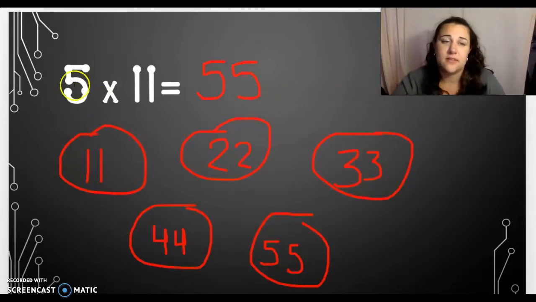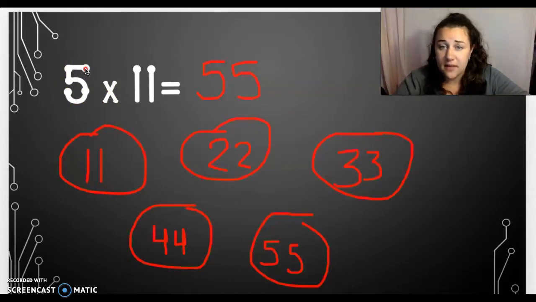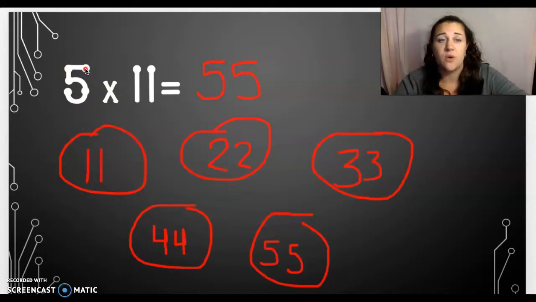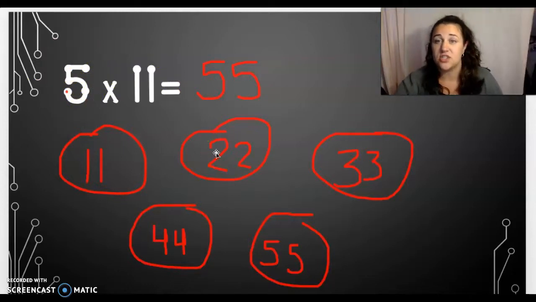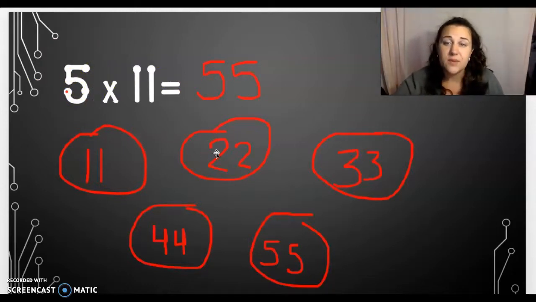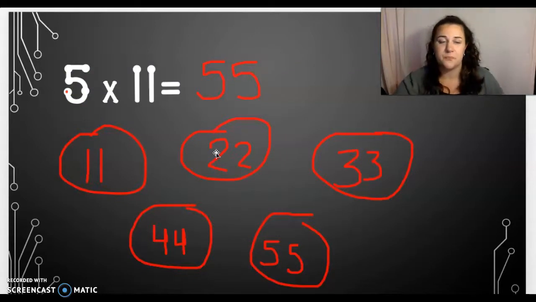Same thing if we skip counted on our touch points. So I'm going to skip count by 11 5 times, my 5 touch points. So 11, 22, 33, 44, 55. That's it, friends. It's easy peasy. This number times 11, your answer will be this number doubled. So I could put a 6 there, I get 66 because that's two 6s. I could put a 9 there, I'm going to get 99 because that's two 9s.